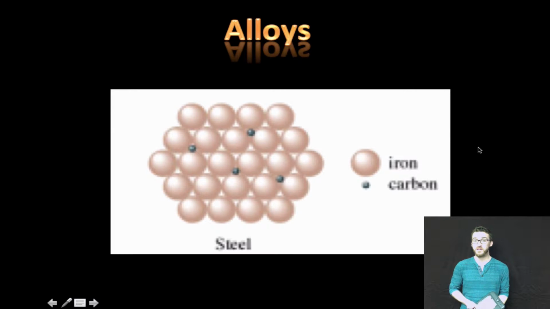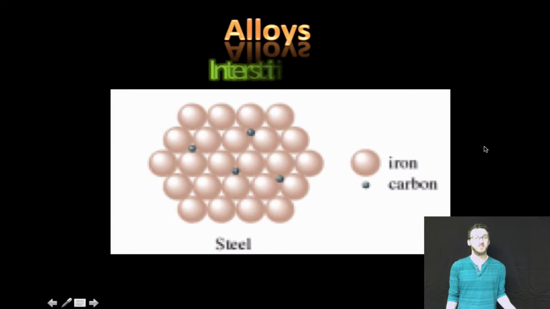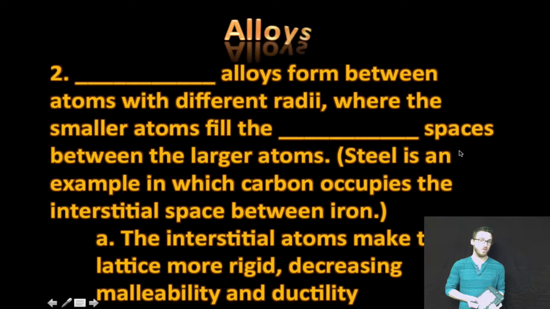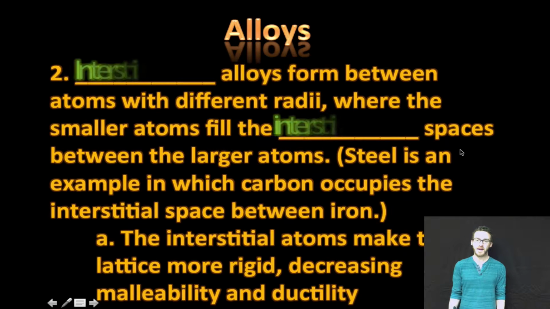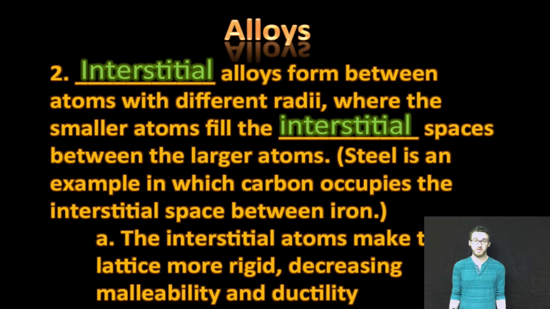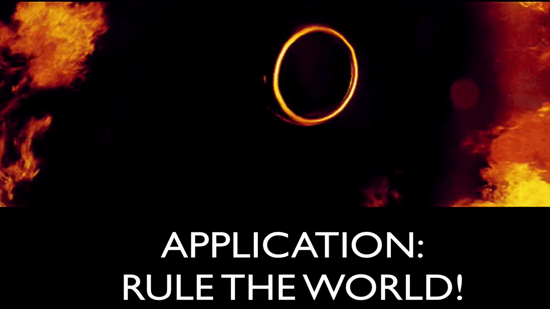So again, you've got another thriller of an image on your screen and in your notes, this one describing an interstitial alloy, and notice how it compares to the substitutional alloy. The sizes of the atoms are much different. The carbon finds that interstitial space between the iron atoms. Now, note that in interstitial alloys, those interstitial atoms make the lattice more rigid, decreasing malleability and ductility. And this leads to some important, often improved properties depending on the type of application that we're trying to use with our alloy.